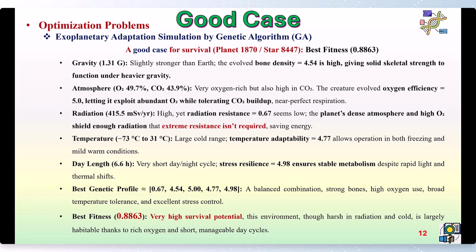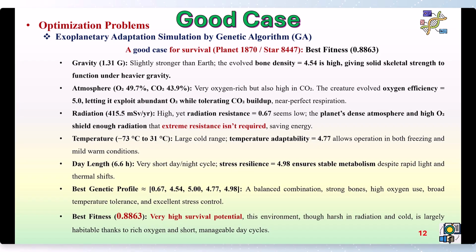energy. Temperature of the day and night spans from minus 73 Celsius to 31. Large cold range. Temperature adaptability of 4.7 allows operation in both freezing and mildly warm conditions. Day length is just around 6.6, close to 7 hours. Very short day-night cycle. Stress resilience of 4.9, that means a lot of mutation for this part, ensures stable metabolism despite rapid light and thermal shifts.